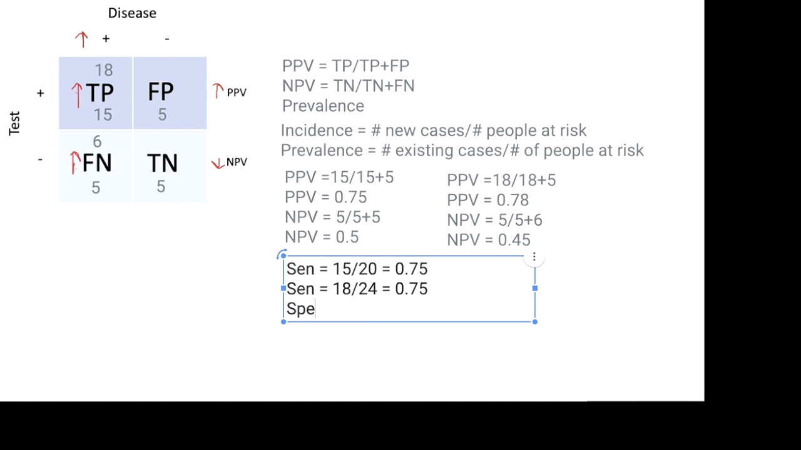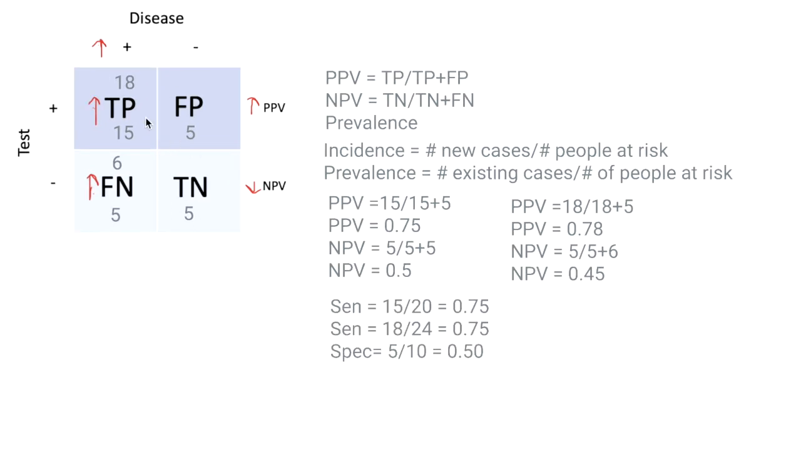And if you look at specificity, if you remember the equation is true negative over true negative plus false positive. So that'll be 5 divided by 10, which is 0.50. And even with the increase in disease prevalence, there's no change. This is why when there is an increase in disease prevalence, there's an increase in positive predictive value and a decrease in negative predictive value.